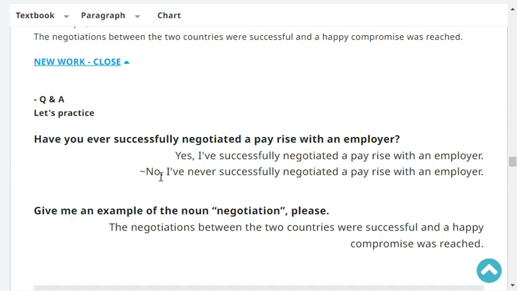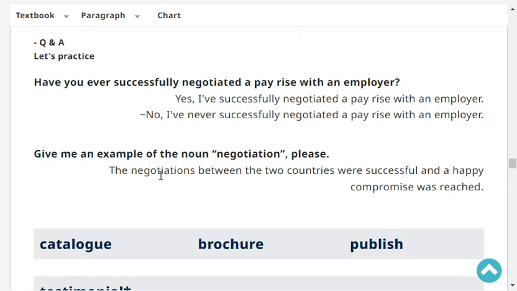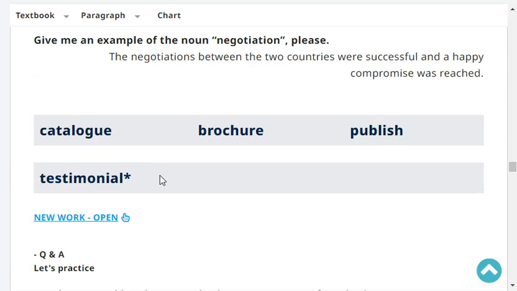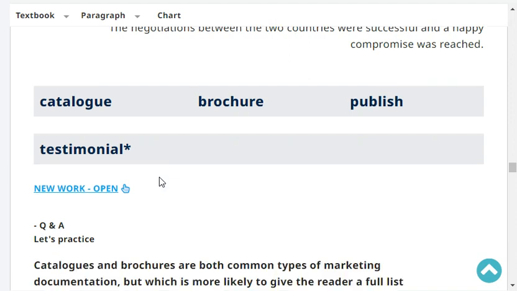Have you ever successfully negotiated a pay rise with an employer? Yes or no? No, I've never successfully negotiated a pay rise with an employer. Give me an example of the noun negotiation, please. The negotiations between the two countries were successful and a happy compromise was reached. Very good. Okay, next repeat.